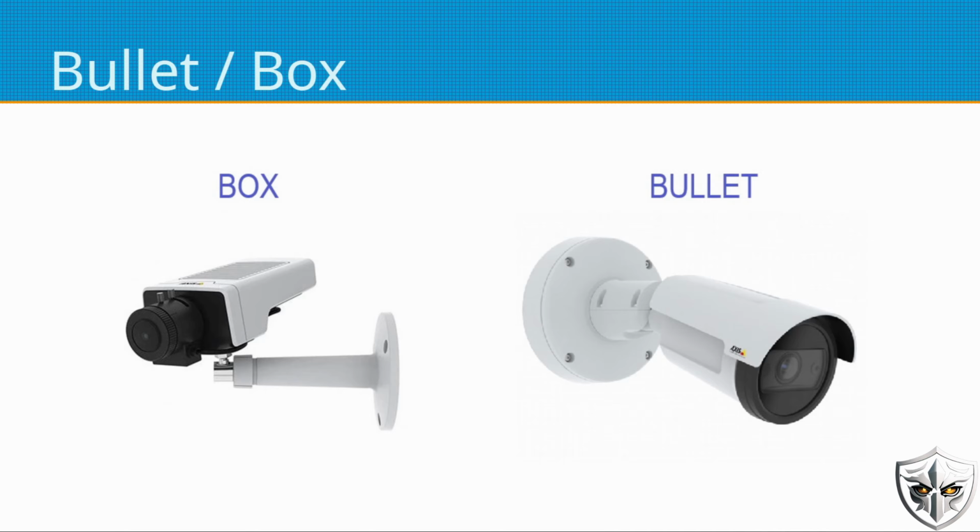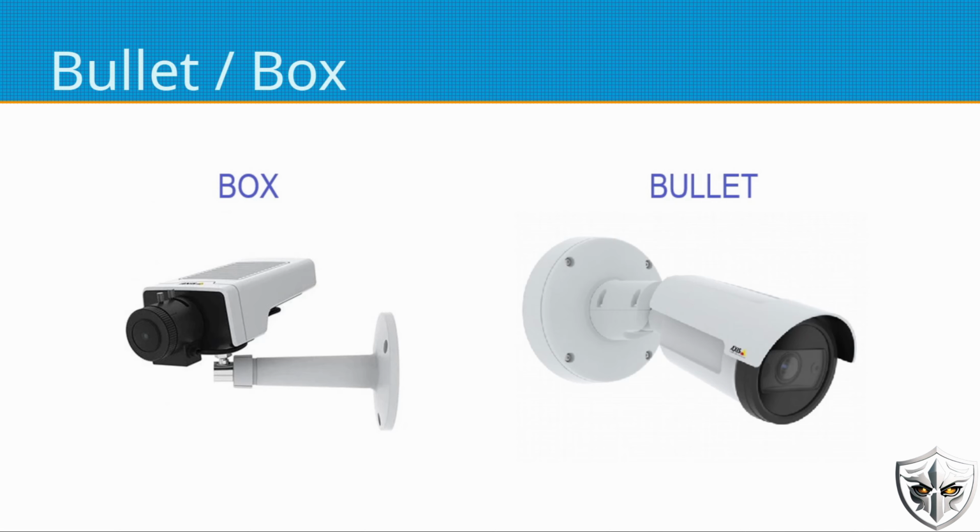So you can see here a box on the left. It's box shaped. Obviously, it's not going to do well if you put it outside just like that. It's also not very vandal resistant because everything's exposed, but it does have the ability to add all sorts of different lenses to it. So you could go from a very wide field of view to a very long range field of view using the same camera. The bullet there on the right is going to have that fixed lens, but it also is all built into a housing. You can pretty much put that up on the wall right now.